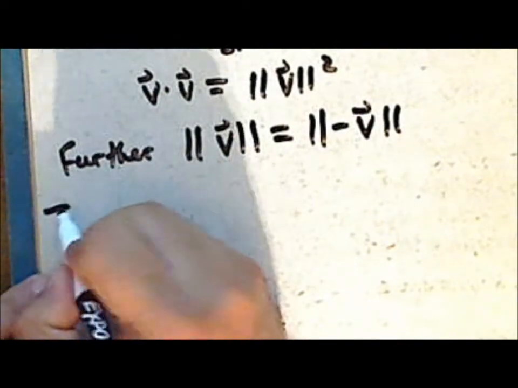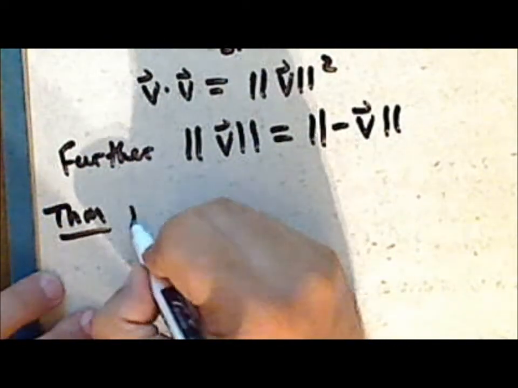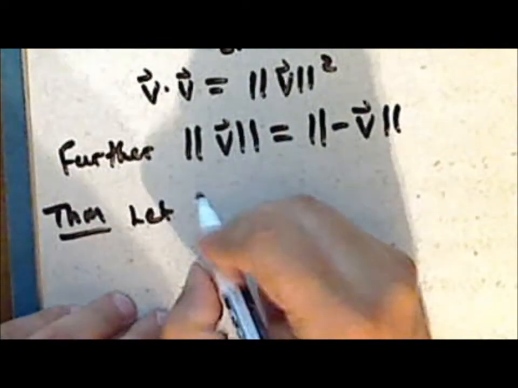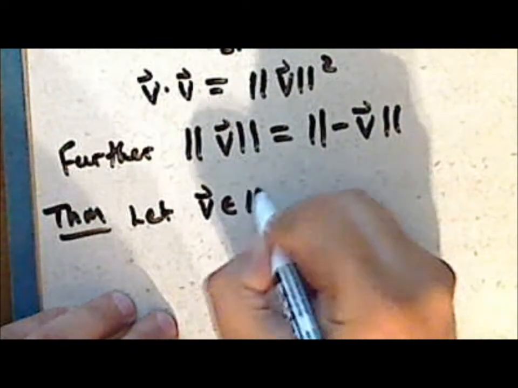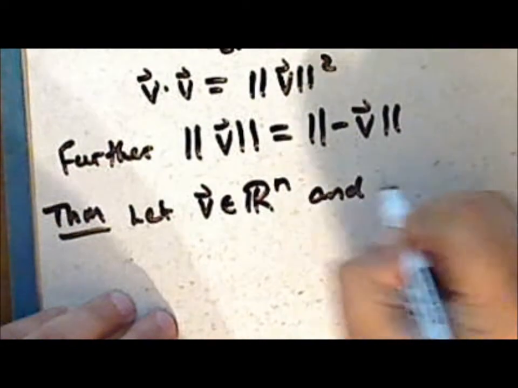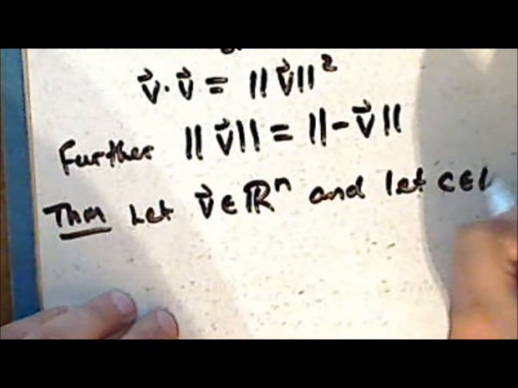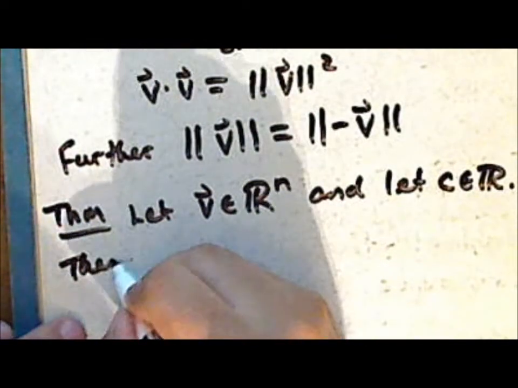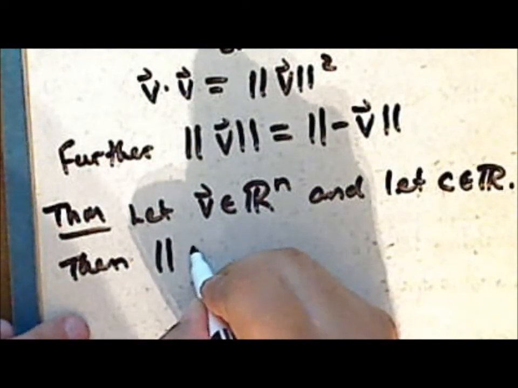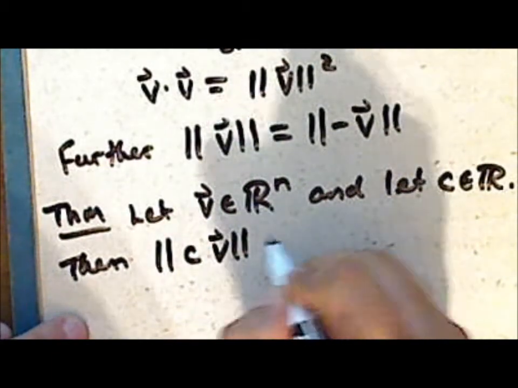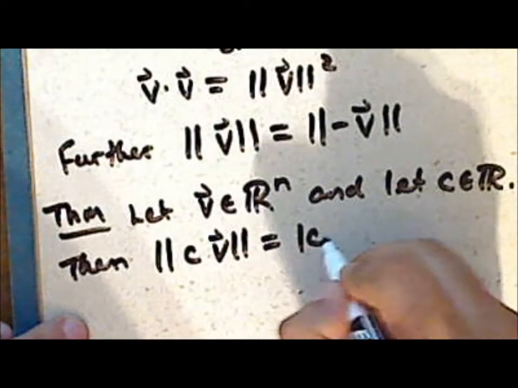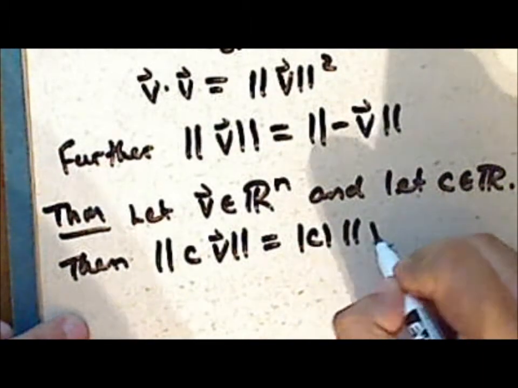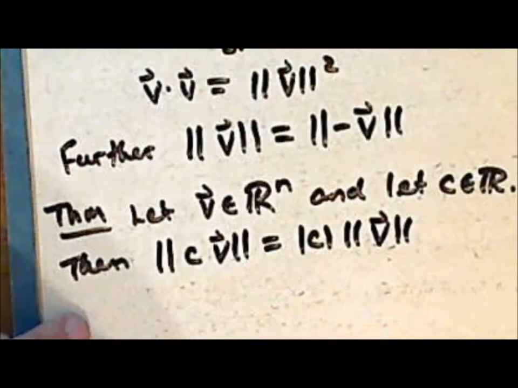So now we come to our first theorem. Let v be a vector in n-dimensional real space, and let c be a scalar, a real number. Then the norm of the scalar multiple of v is the absolute value of the scalar times the norm of the vector. Whoops, we need to prove this.